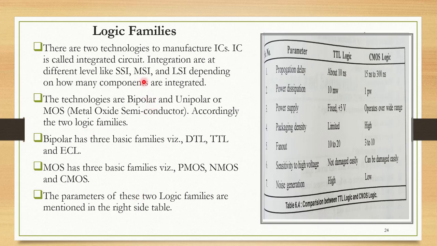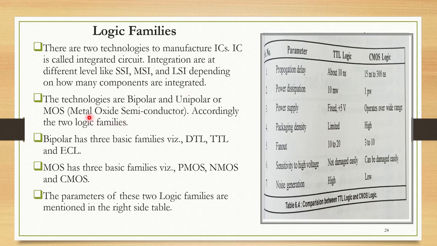Then if the number of logic gates is in terms of 100, they are called MSI, medium scale integration. Then large scale integration is in terms of 1000. So then ICs come, integrated circuits. There are two technologies to manufacture ICs. Integrations are at different levels, like SSI, MSI and LSI, depending on how many components are integrated.